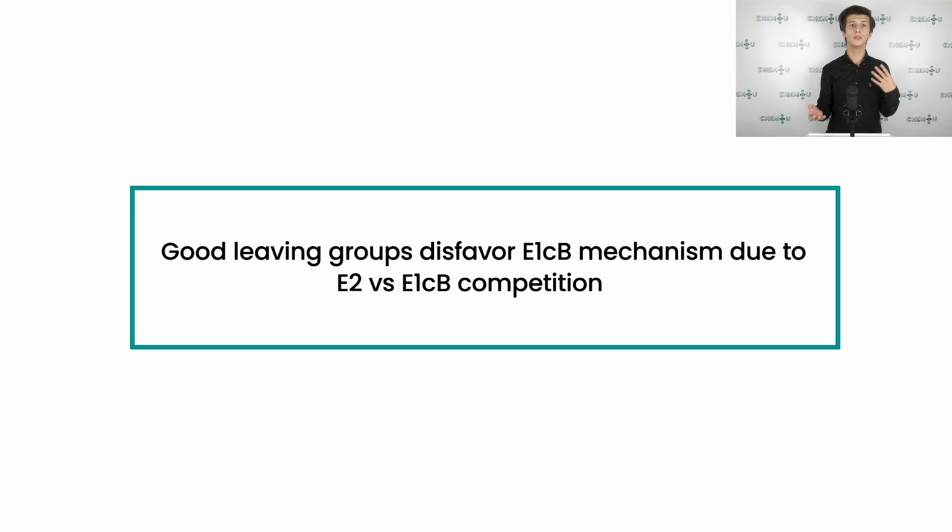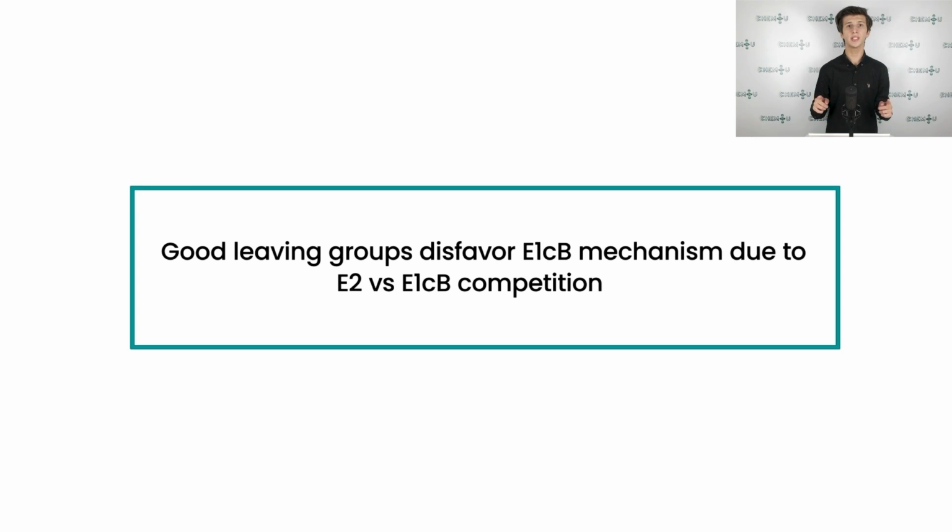It was so due to the fact that C-X bond cleavage was included in the rate determining step, and thus higher leaving group ability favored both mechanisms. In the case of the E1CB mechanism, this statement is only partially true. Even though C-X bond cleavage represents the rate limiting step, the good leaving groups disfavor the E1CB mechanism.